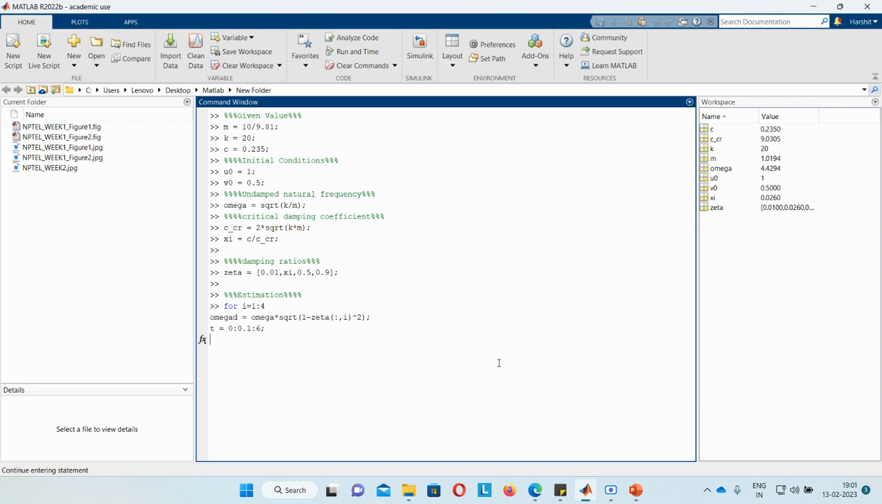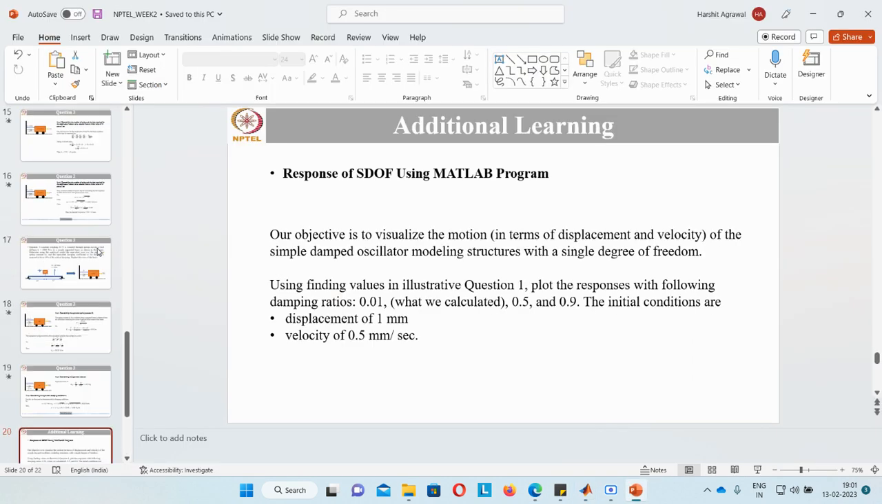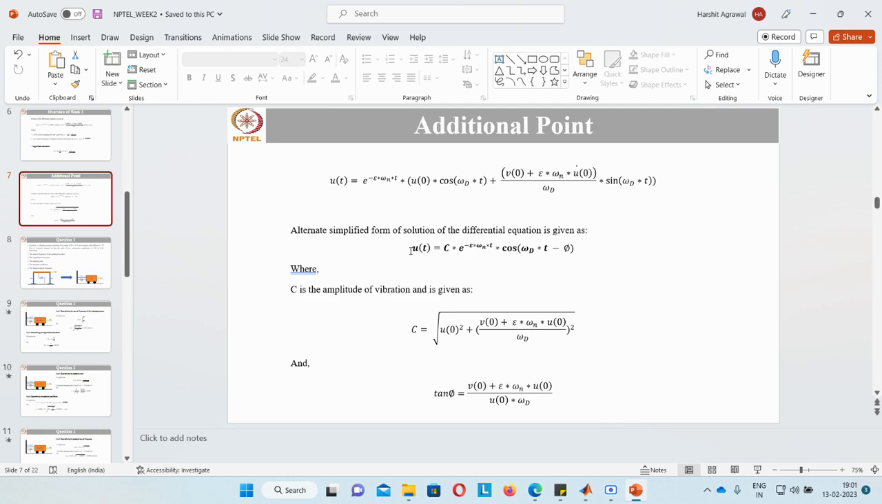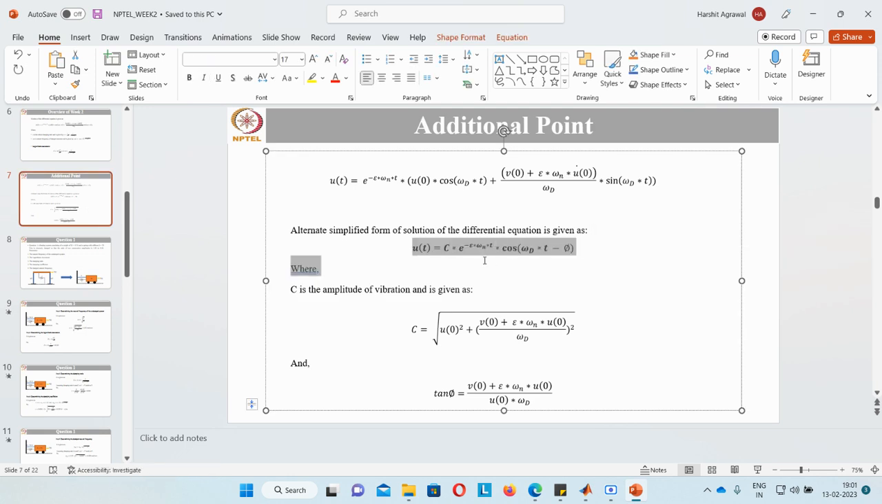Now we have defined all the parameters and all the conditions. Now, how do we write the displacement response? Today in the additional learning part, I showed you a simple way to write the displacement response. It is given as u of t is equal to C times e to the power minus zeta omega n t times cos of omega d t minus phi. In this, we need to first calculate C and phi, and also the term e to the power minus zeta omega n t. So we will first define all these three values and then write this equation. Just remember this equation.